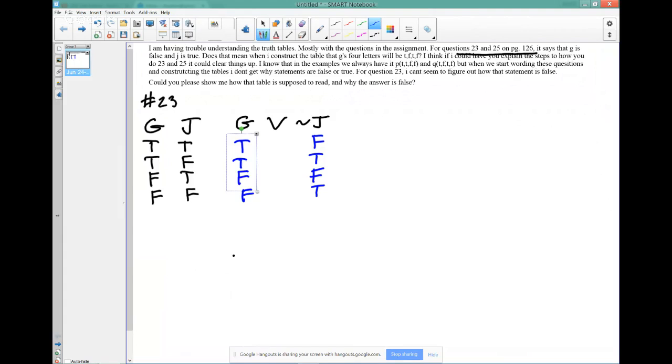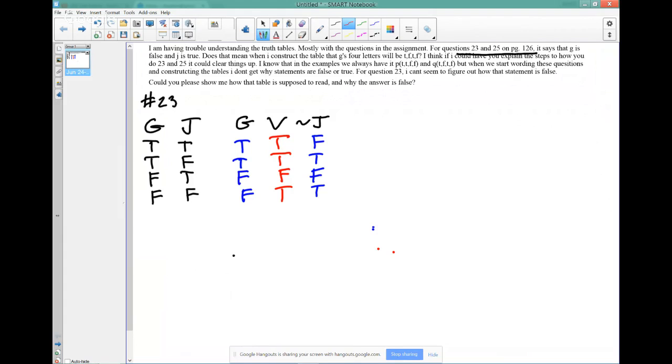And the rule for OR is what? Only false when both are false. So they're not both false, they're not both false, they are both false, they're not both false. So there's the overall truth value.